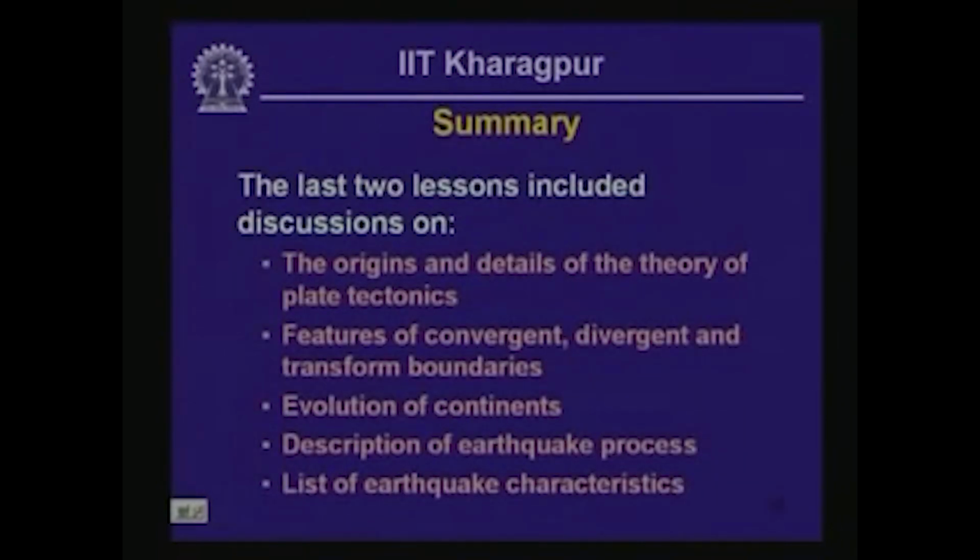Now let us summarize what we learned in the last two lessons. We looked at the origins and details of the theory of plate tectonics. We looked at the features of convergent, divergent and transform boundaries. We looked at the evolution of continents through the geologic history and down into the future. We looked at the description of the earthquake process and a list of earthquake characteristics.